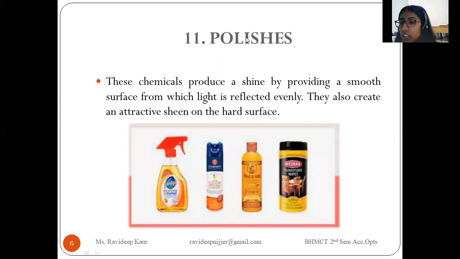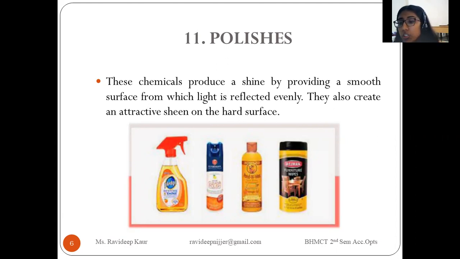You all know what polishes mean. These polishes are chemically produced, and they are used on smooth surfaces to get shine on the surface, and they also create an attractive sheen on hard surfaces. Sheen and shine are the symbol of a finish on soft and hard surfaces.